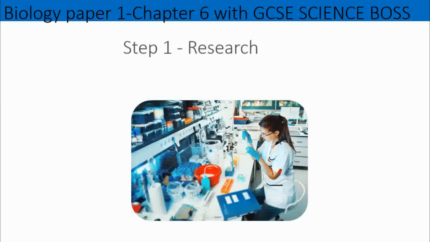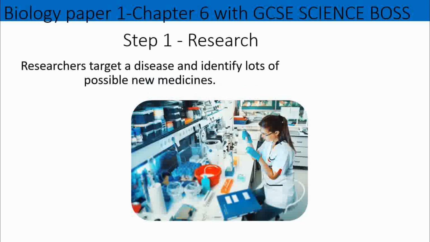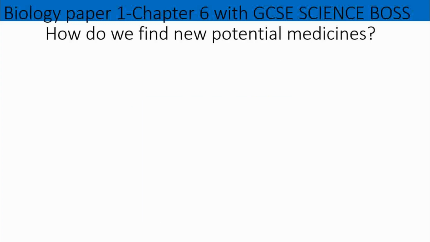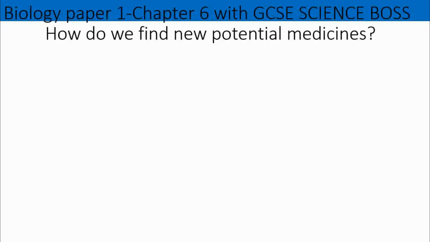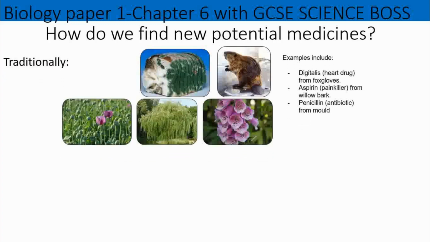So step one, in terms of research. They target a disease and identify lots and lots of possible new medicines. That might be coming from plants, or even animals, chemicals, that sort of thing. As we said, traditionally they come from things like plants, mold and animals.